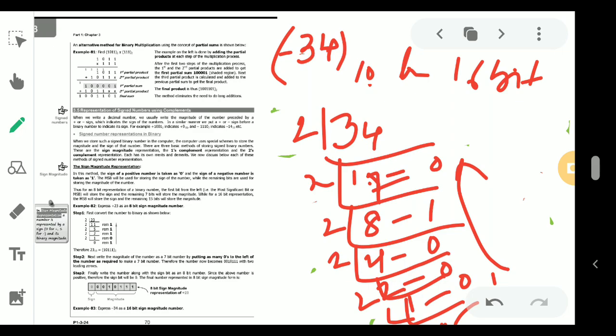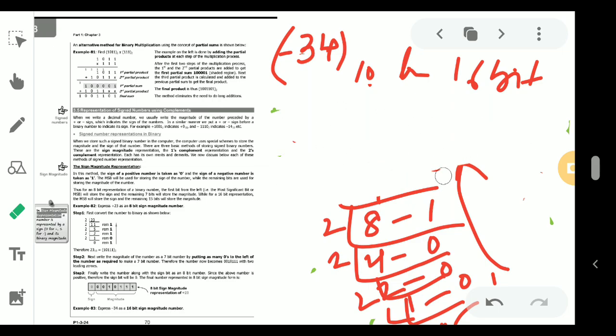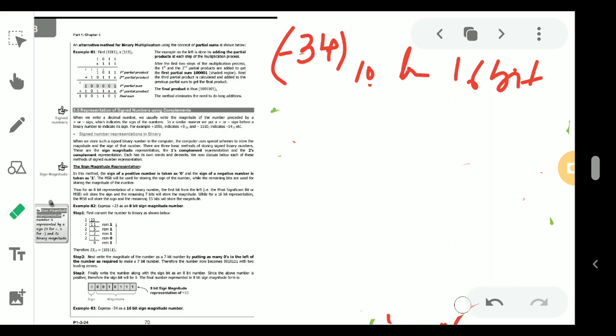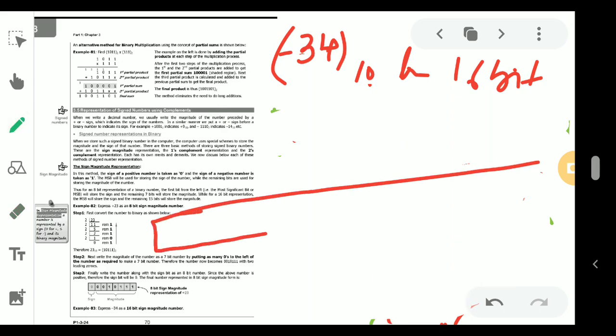Now the 16-bit representation. How will we do the 16-bit representation? We have to go for a 16-bit number.